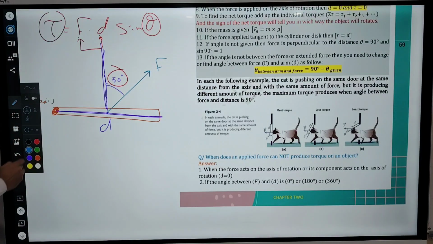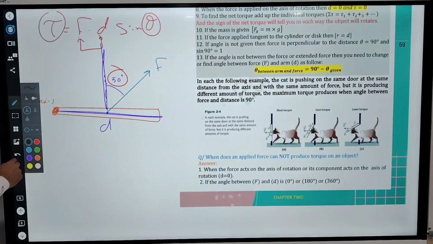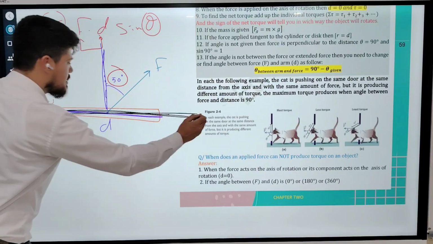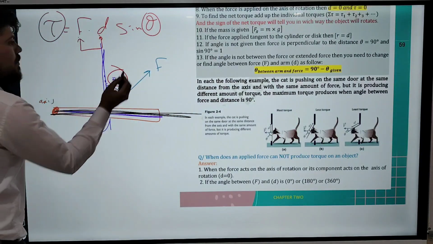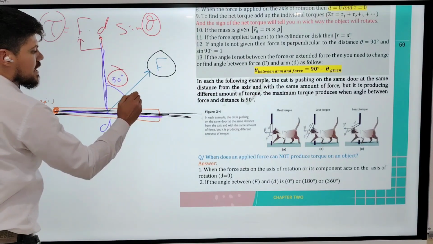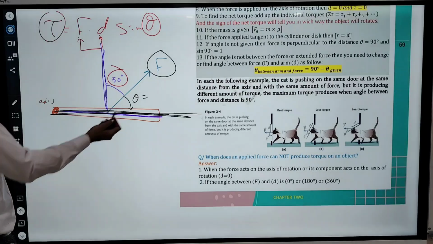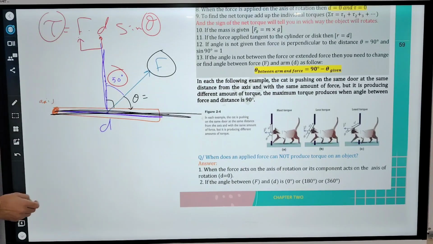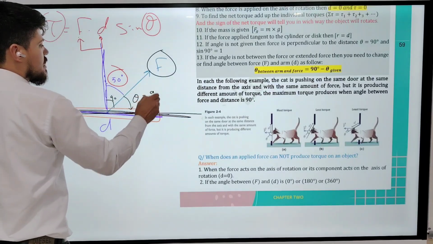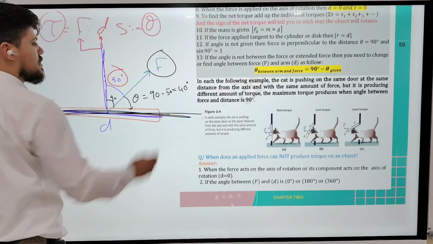So what can you do in that case? You have to try to find the angle between force and d. Where is d? This is the distance of the beam. And where is the force? This is the force. Okay, we have to find this angle. How can we determine this angle? Because between the normal and the distance there is a 90 degree right angle, so 90 minus 50 is equal to 40 degrees.